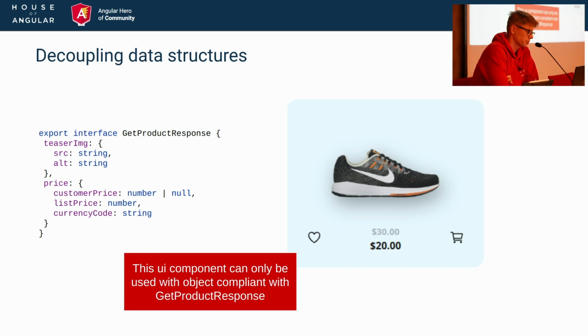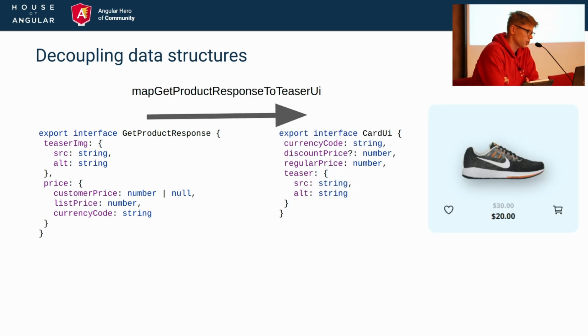And what if you want to use Storybook and show your components in Storybook? It's not that easy to provide all the response objects. Maybe there will be some differences. Maybe the UI component will not use all the elements from this product response. Should we mock them in Storybook? It's really annoying. So you can decouple those data structures by just mapping the response to the UI interface.